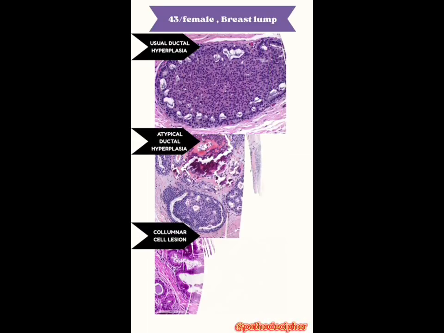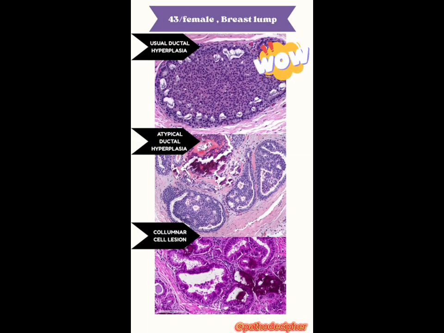So this is the final answer. The first image shows you the usual ductal hyperplasia. As I told you, there will be slit-like fenestration, which is very characteristic for this. You can see there is a basal layer of myoepithelial cells along with a punched out fenestration at the periphery. So this is characteristic for usual ductal hyperplasia. And atypical ductal hyperplasia, here you can see associated with microcalcification, and a little bit of a cribriform pattern is also observed in the second image.